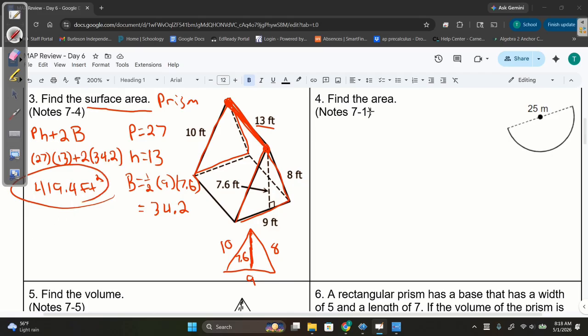Number 4 says find the area. I've got a half circle. So the area for a circle is pi r squared. For a half circle, we're going to divide that by 2. My radius here is going to be half of 25, so that's 12.5. So area is pi times 12.5 squared divided by 2, which gets me 245.44 meters squared.